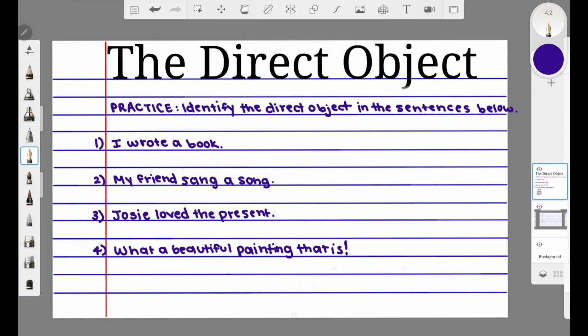Now it's time to practice. Identify the direct object in each of the sentences below. Pause the video now and complete the practice.